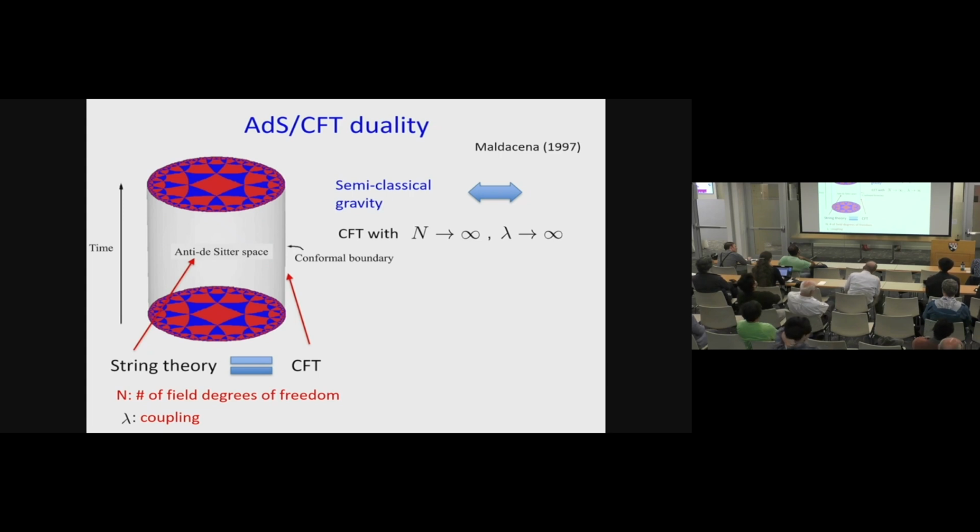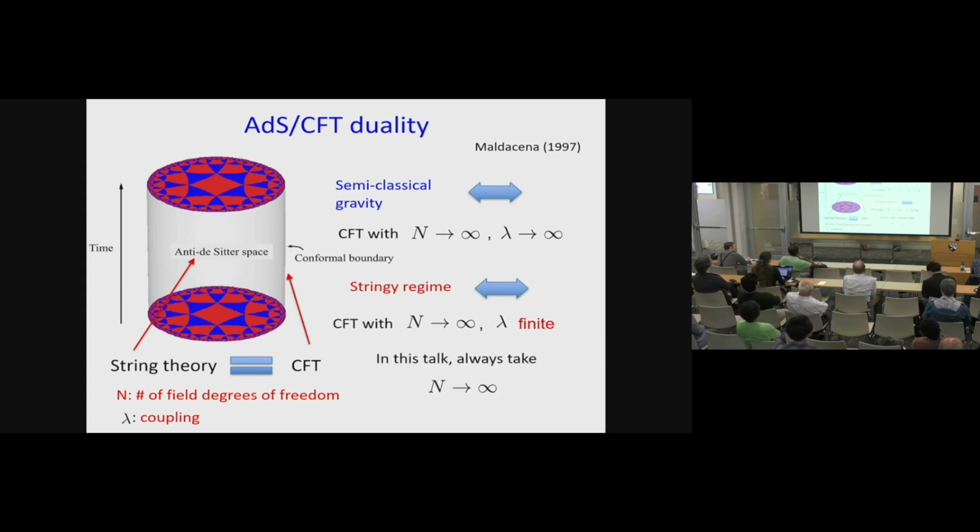Now if we want to go to the string theory regime, then you take N to infinity, and then you take lambda to be finite. So in both cases, in this talk, I always take N to infinity. What this N going to infinity controls is essentially the quantum gravitational fluctuation of this gravity theory. Since we are interested in the stringy effect, for our purpose we can just suppress the quantum gravitational fluctuations, which of course have their own interesting questions.